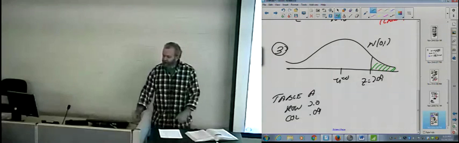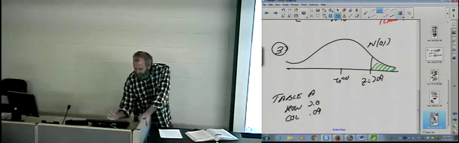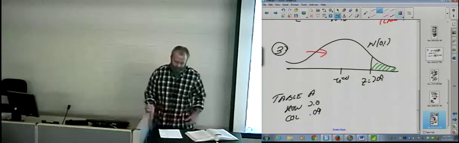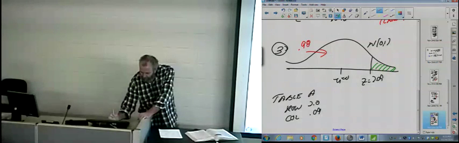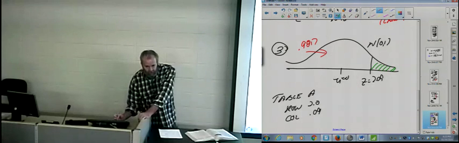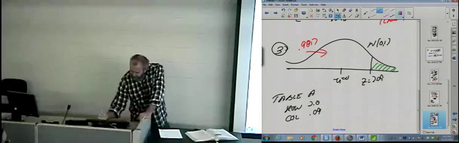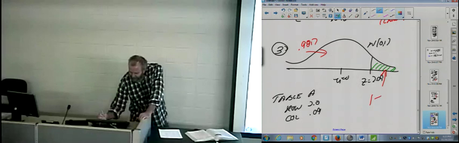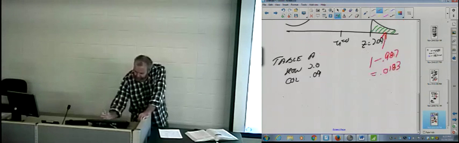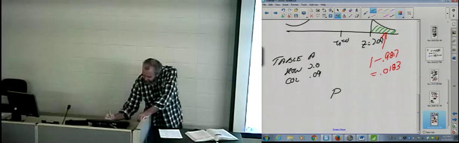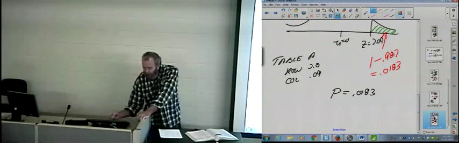When you look up that area, you're always looking to the left. The area I got to the left was 0.9817. Is that correct, Marcus? And then that means this area to the right is 1 minus that. I got a 0.0183. Your p-value here is 0.0183. Is that small or large?